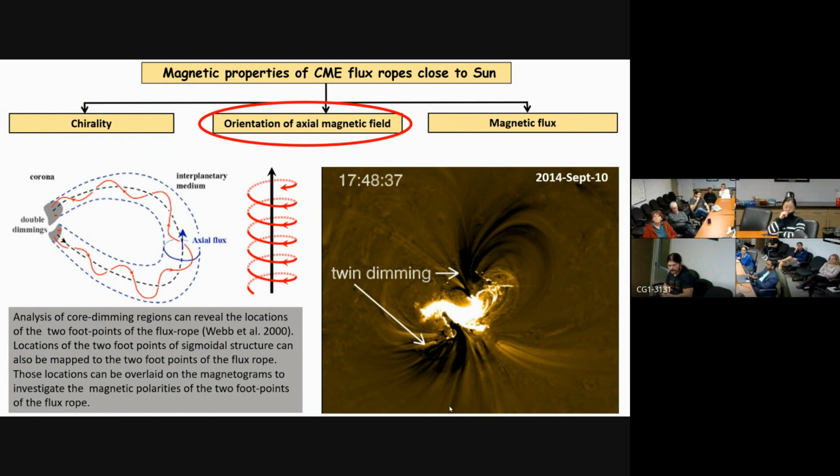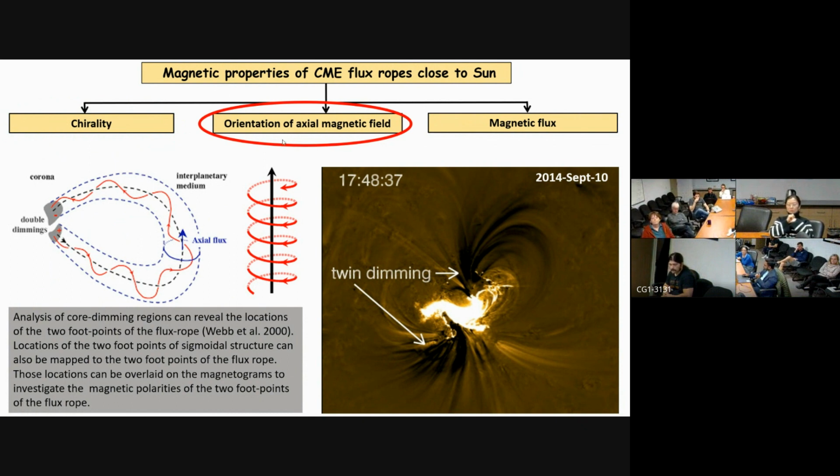So in that way, we get to know what is the central axis orientation of this flux rope. Now we know the central axis orientation, and we also know the chirality. And the third part is what amount of magnetic flux is going inside this flux rope, to finally constrain it in the MHD models.